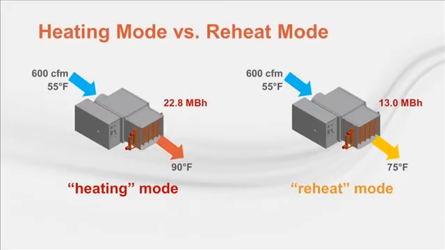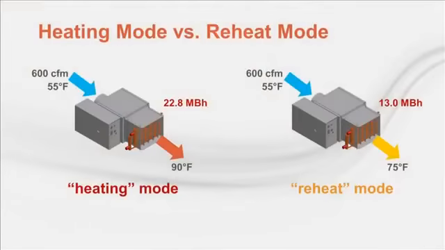Compare that to the same unit operating in the heating mode shown on the left. Here, the air is heated to a temperature warmer than the zone, 90 degrees in this example. The reason it is helpful to differentiate these two modes is that both the coil capacity and the leaving air temperature required for reheating are significantly less than what's required at the design heating load. In this example, the worst case reheat load is 13 MBH with 75 degree air. Compare that to 23 MBH and 90 degree air for design heating load.